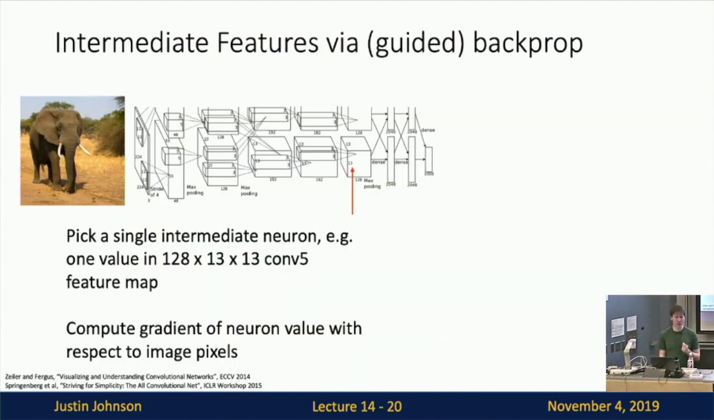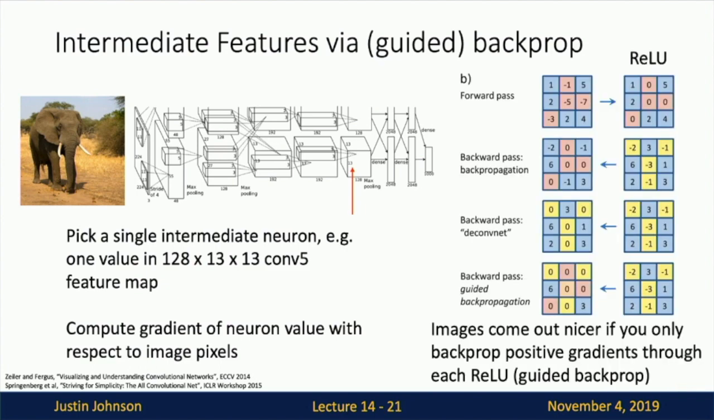Again, we can apply the same idea of using gradient information to understand what these intermediate features are looking for. We take our input image of the elephant, run it through to some intermediate layer, and then backprop not on the final score, but on one of these intermediate neuron values to say which pixels of the input image are going to affect this intermediate neuron the most. And it turns out that for these intermediate features, using normal backpropagation tends to give kind of ugly results.